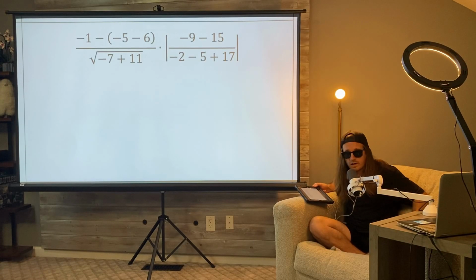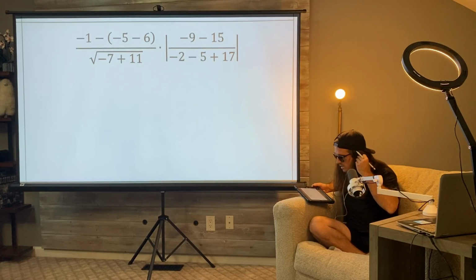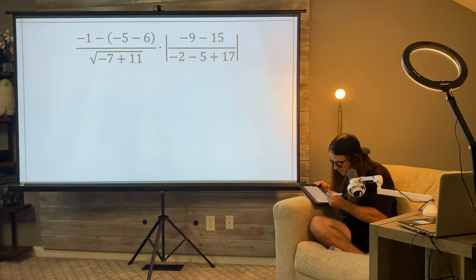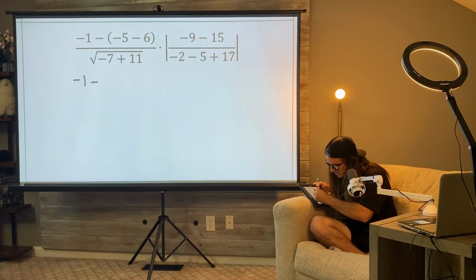You've got everything here. Well, except exponents. Simplify, simplify, simplify. Negative 5 minus 6 is negative 11. Negative 7 plus 11 is 4.